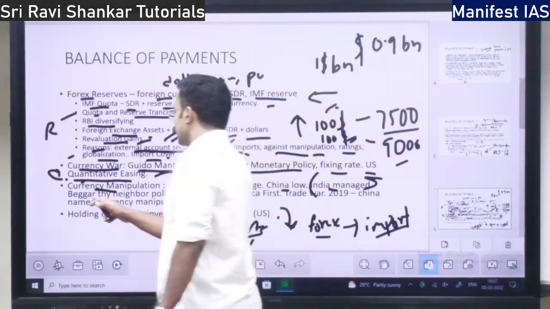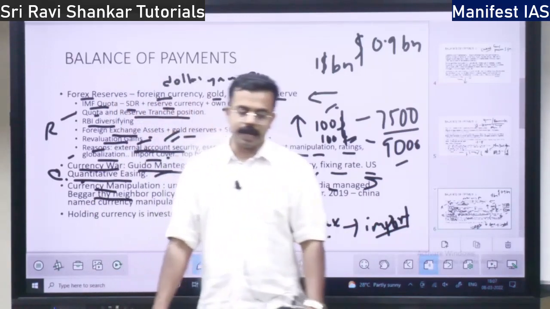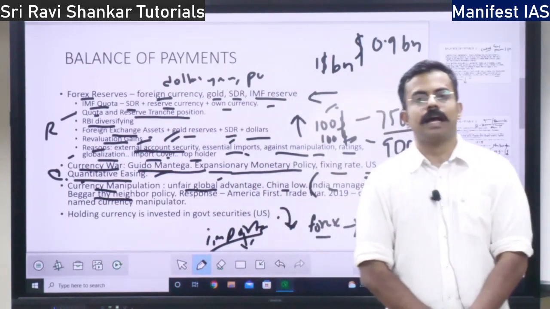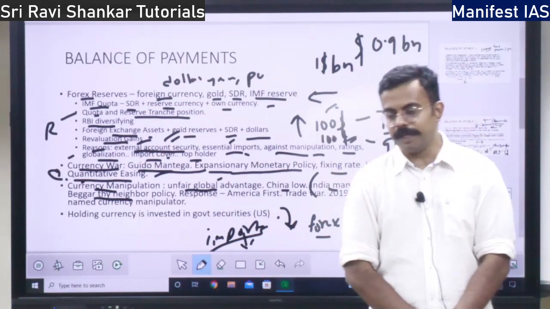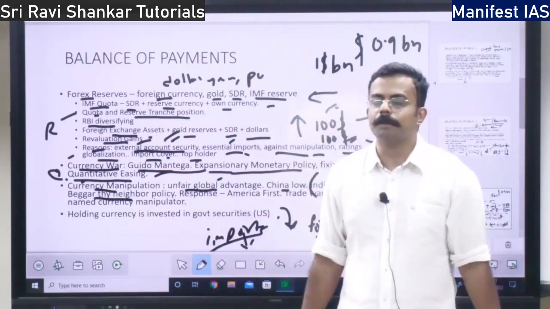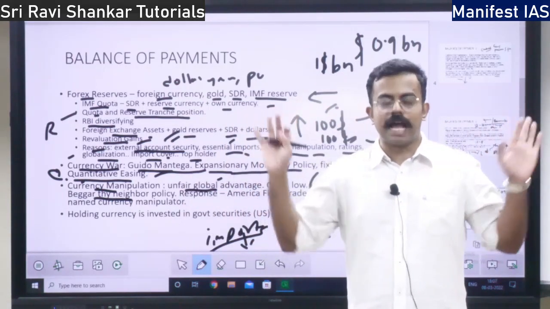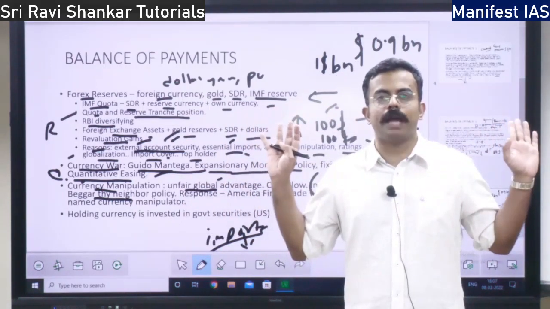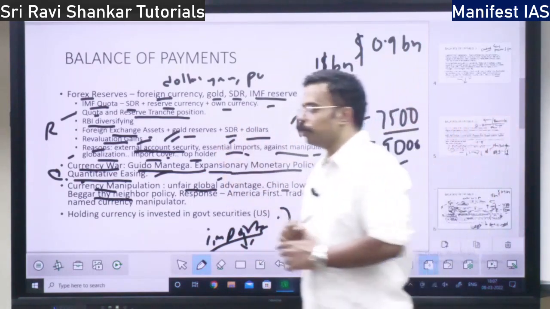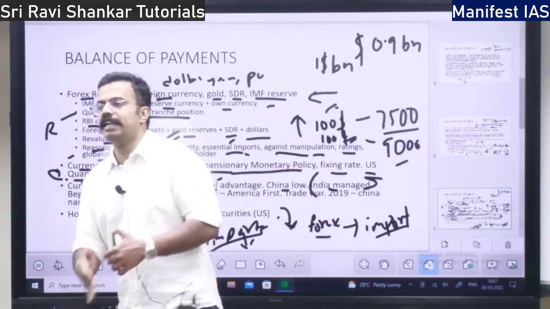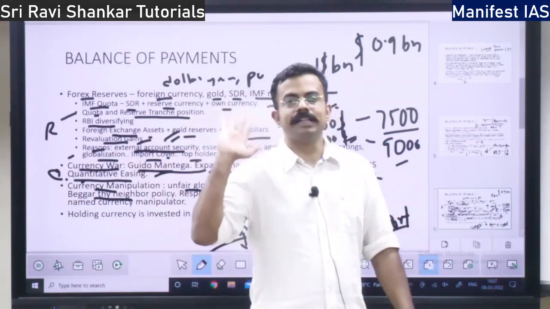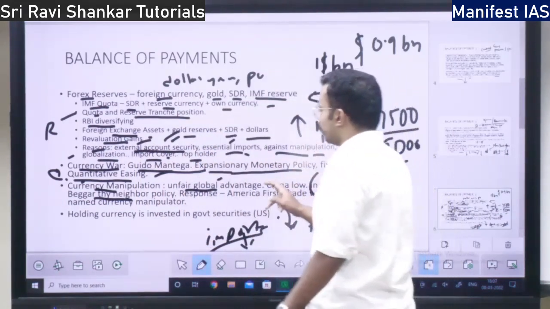Then you have beggar thy neighbor policy. This is an important policy in the economic arena. It means let your neighbor become a beggar. I will be happy. Whatever happens to anyone else, I alone should be happy. So who follows this principle? China follows this principle. Let anyone around us die, let them become beggars, only I will survive. That is beggar thy neighbor policy.